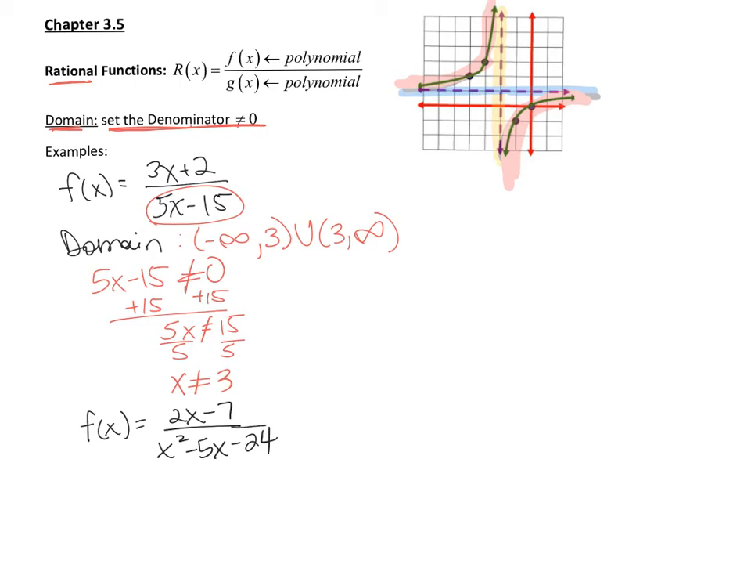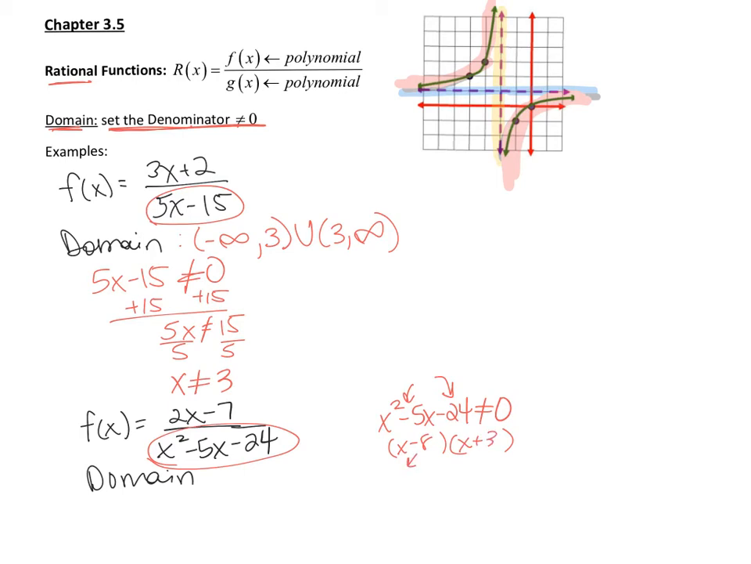So again, if I'm finding this domain, I'm going to set that denominator, which here is x squared minus 5x minus 24, not equal to 0. So now this is a quadratic. It's okay, we know how to solve quadratics. I'm going to go ahead and factor. So I'm going to say what multiplies to negative 24 and adds to negative 5? Well, it's going to be negative 8 and positive 3.